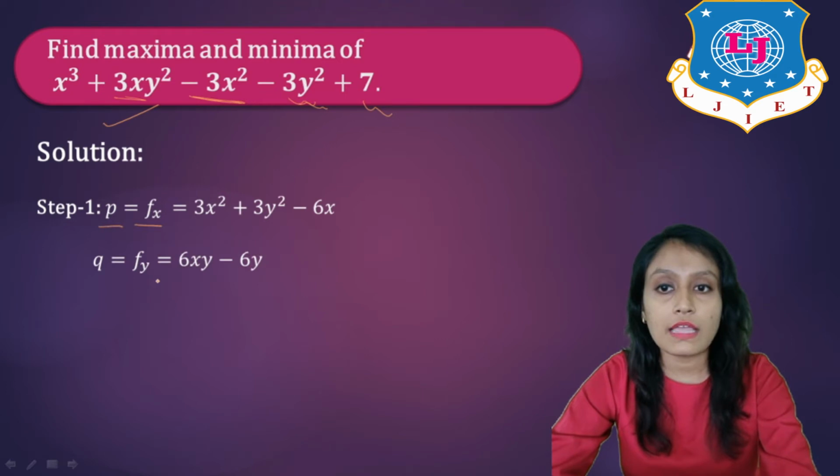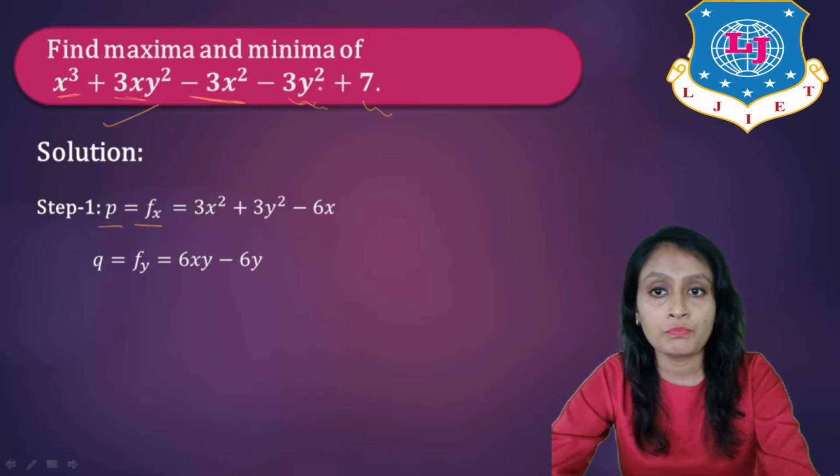Q, that is fy. Okay, so differentiate this with respect to y. So this term is 0. From here you will get 6xy, right? The derivative of this term is 0 because x is constant now. Derivative of this term is 6y. So here we have minus 6y and derivative of 7 is 0.